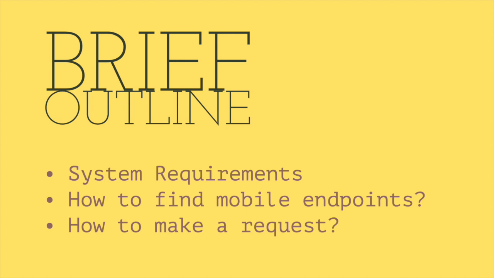All right, so I'm just going to jump right in here, guys. So here's a brief outline of what's to be expected in the video. First, we're going to go over the system requirements you need. Then we're going to look at how to find mobile endpoints. We're going to use Charles Proxy for that process. And then right after that, we're going to learn how to make a request to the endpoints that we find from Charles Proxy. So that'll be exciting. And let's just jump right in here, guys.